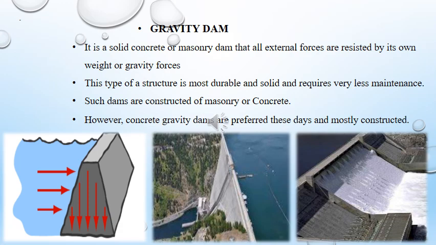The highest concrete gravity dam in the world is 285 meters high, that is the Grande Dixence Dam in Switzerland, built in 1962, and in our country the height of Bhakra Dam is 226 meters.